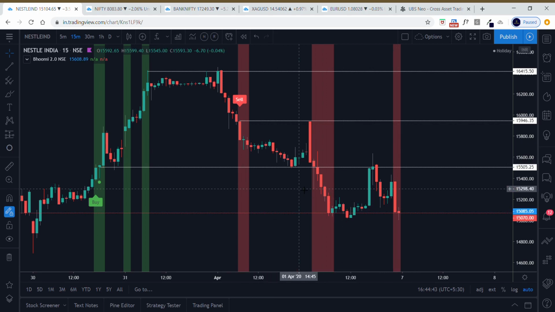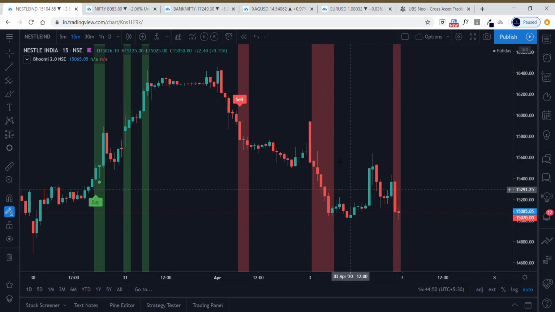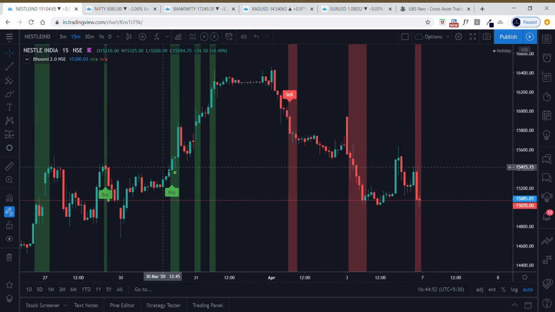So guys, these lines are my lines which I put. So I'll just go here and remove drawings. Yes, so there's a sell, there's a buy, and there's a buy which has failed here. But just see the buys here and the sells here. So the beauty of this indicator is Bhoomi 2.0.